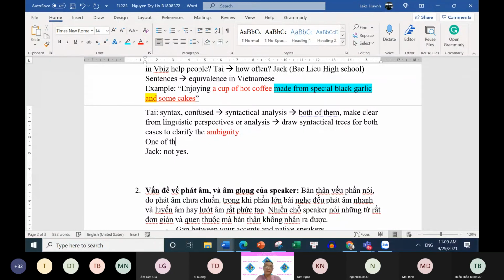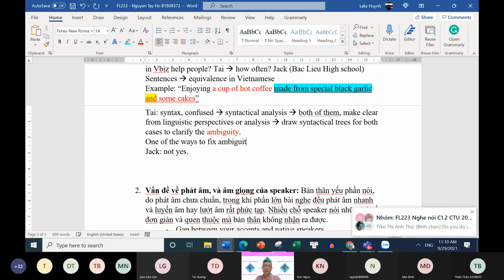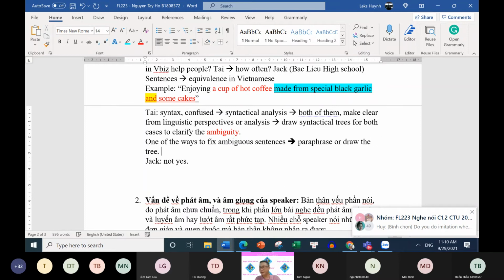So one of the ways to fix the ambiguity of ambiguous sentences is that you paraphrase, okay, or draw the tree. Do you remember the tree? A little bit. I think I will search on it on Google again.